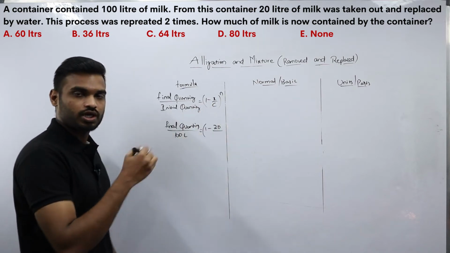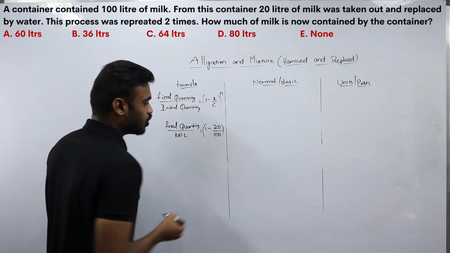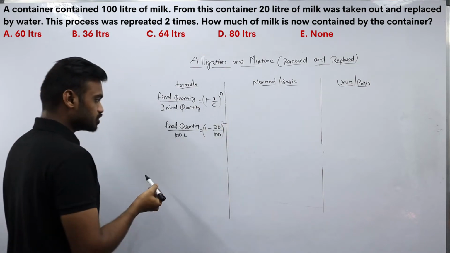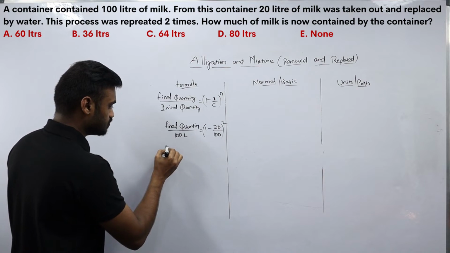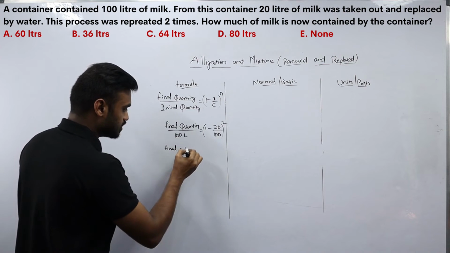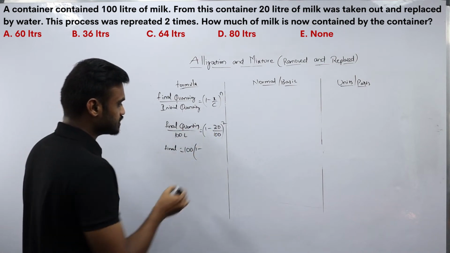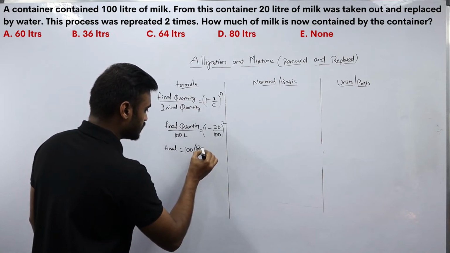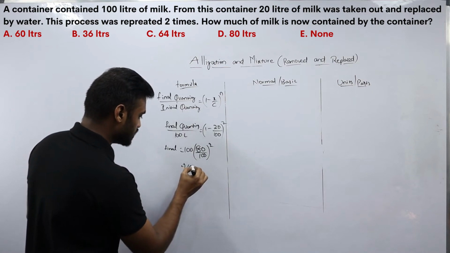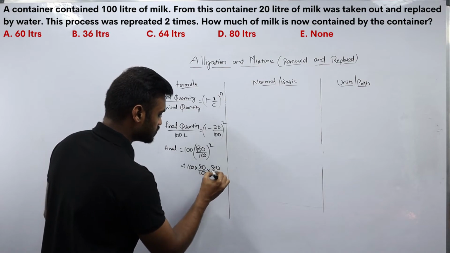And see, what is the total amount of mixture in the container? That is 100 liters. Now how many times are we doing it? Only 2 times, right? So n equal to 2. So we will get final quantity equal to 100, and I am sending this 100 to the right hand side. I will get 100 into (1 minus 20 by 100), that is 80 by 100. So I will get 100 into 80 by 100 into 80 by 100.